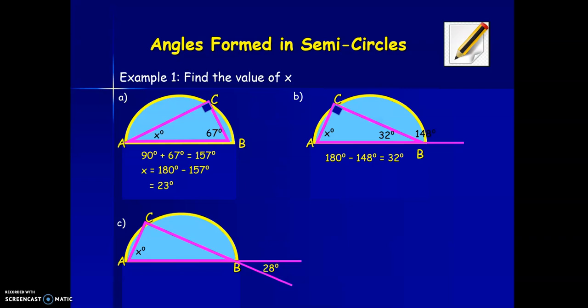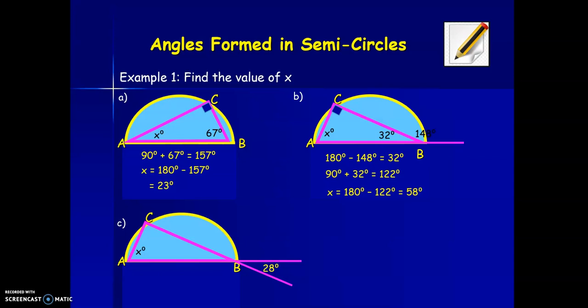Then similar to A, we add the right angle to 32 degrees, and that gives us a total of 122 degrees. And because three angles in a triangle add up to 180, we take that total away from 180 to give us 58 degrees for X.